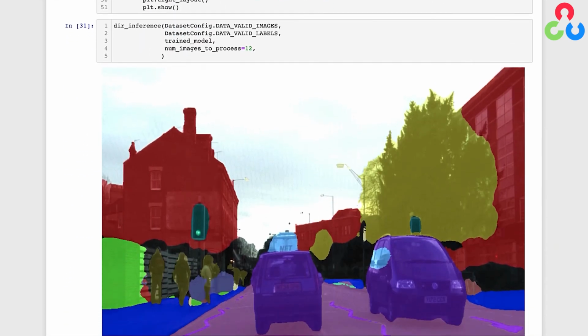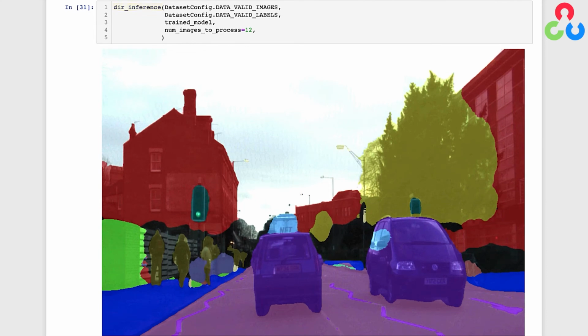So in this next code cell, we're calling the function and we're passing in the path names for the validation folders and also the trained model, as well as the number of images to process. Recall that this data set does have test images, so that if you wanted to execute this function on the test images, you could simply change the path names accordingly. So let's go ahead and take a look at a few examples at a larger scale.